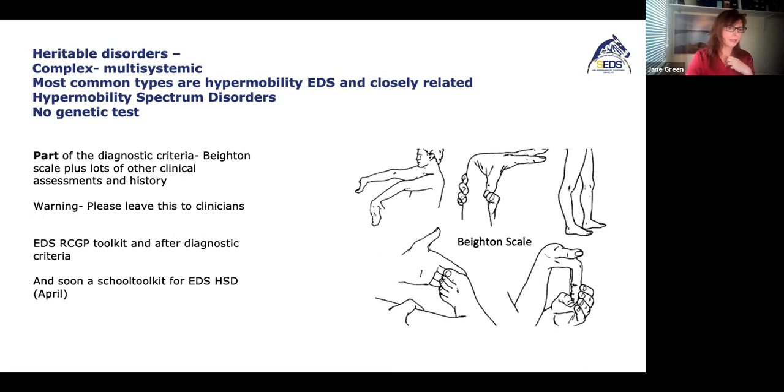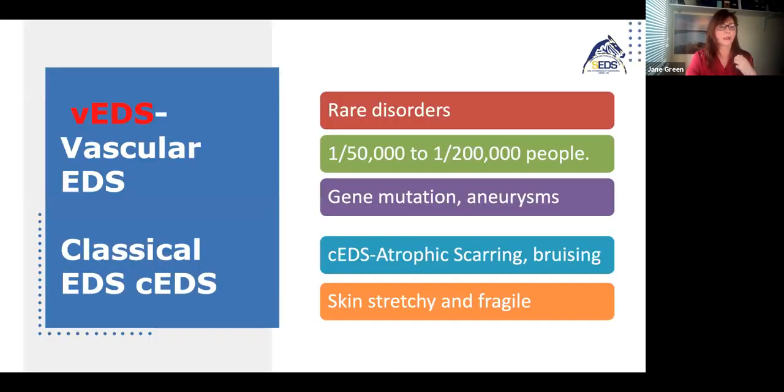I'll tell you why I'm worried, but I'm not worried. It'll be fine. So there are about 13 different types of EDS and 4 different types of hypermobility spectrum disorder. But for management, they're so closely related, we often put them together. There are much rarer types, and these are really rare, as you can see.